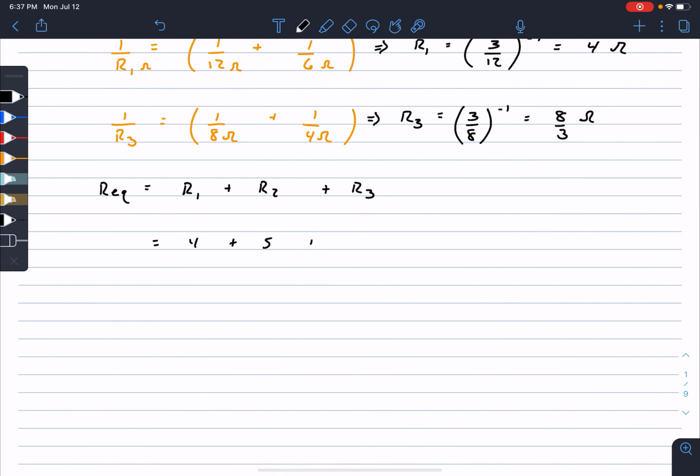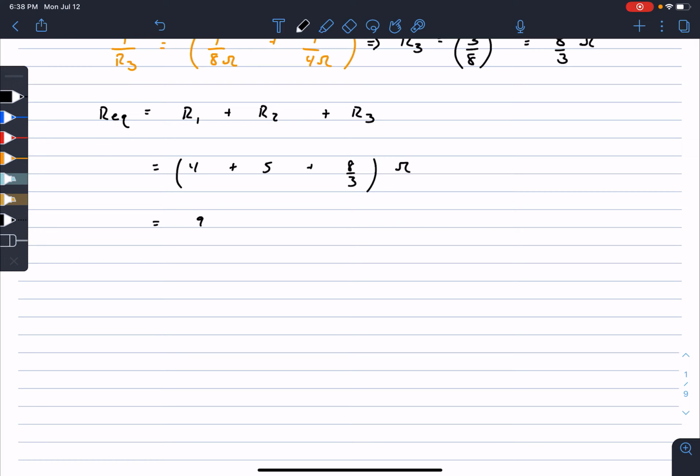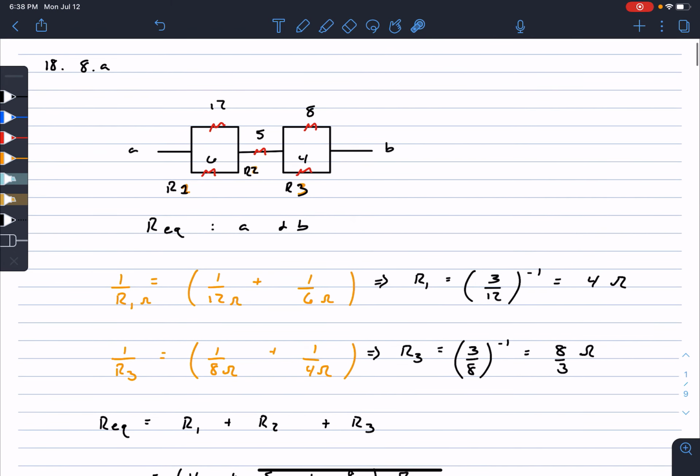So then we sum all these up. 4 plus 5 plus 8/3, all in units of ohms. So we get 9 plus 8/3. Okay, so that's going to be equal to 27 plus 8 over 3 ohms, and that's going to give us 35 over 3 ohms, which gives us a value of approximately 11.6 ohms. Okay, so what I did was I summed these up in parallel, because these are in parallel, and then I took each one, 1, 2, 3, in series.